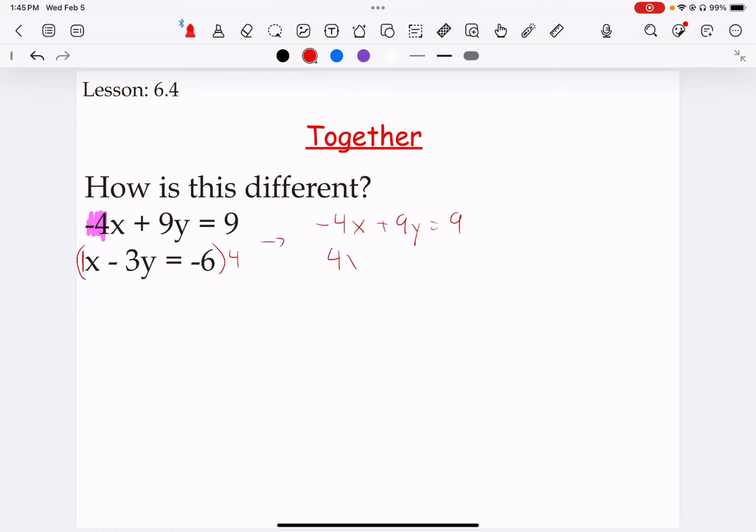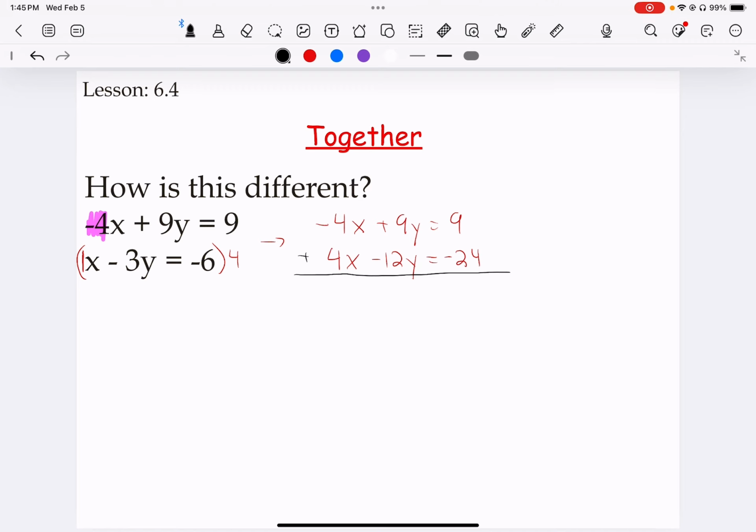1x times 4 is 4x. Negative 3y times 4 is negative 12y. Negative 6 times 4 is negative 24. Now, my x's have the same coefficient, but they're different signs, so I'm going to add my two equations.